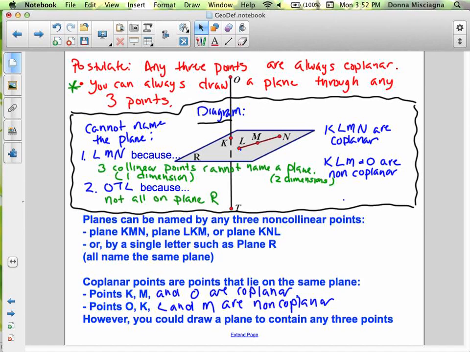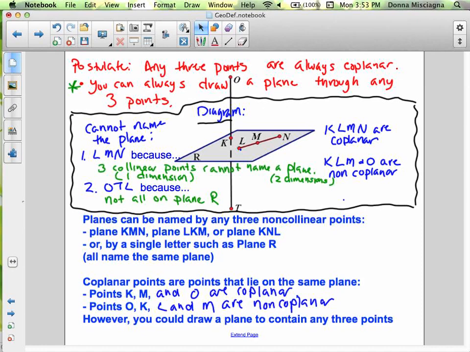And a little review of naming planes, because students really have trouble with this. So I really want to make sure you can get this. You cannot name the plane LMN, because 3 collinear points cannot name a plane. Right? Collinear points are 1 dimension. A plane is 2 dimensions. Right? So I want you to write that in your notes.